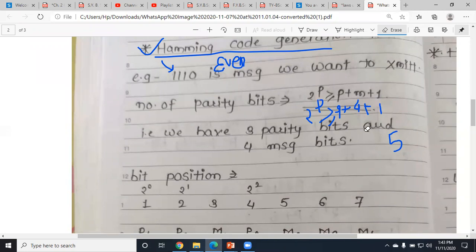Now, one thing is clear, we cannot use p is equal to 2. Am I right? Yes or no? We cannot use p is equal to 2. Why? Because the condition is not satisfied in that case.